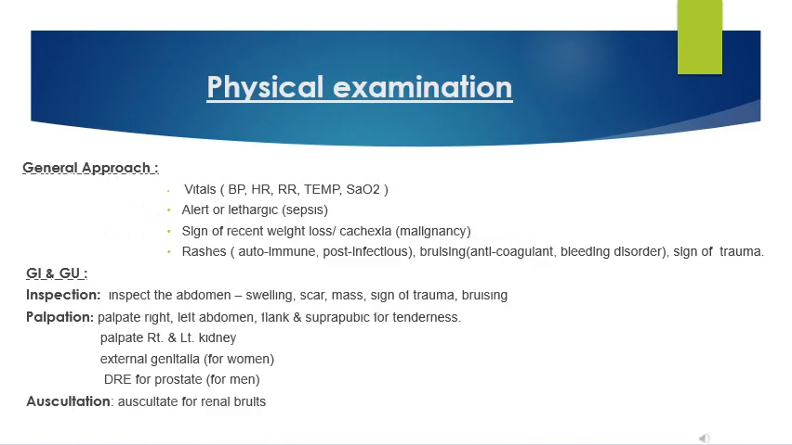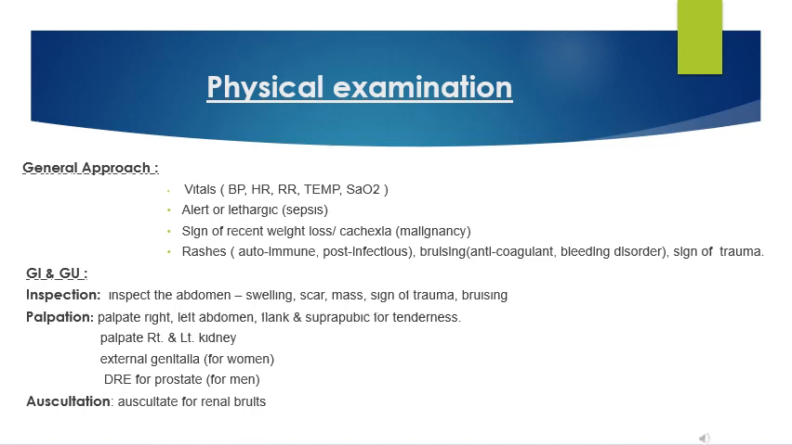Physical examination. In physical examination, first start with the general approach by taking vitals. Take blood pressure, heart rate, respiratory rate, temperature, and SpO2. Look at the appearance of the patient. Are they alert or lethargic? If they are lethargic with higher body temperature, think of sepsis. Look at the body build of the patient for cachexia, which is a sign of malignancy. Also look for rashes, bruising, and signs of trauma.